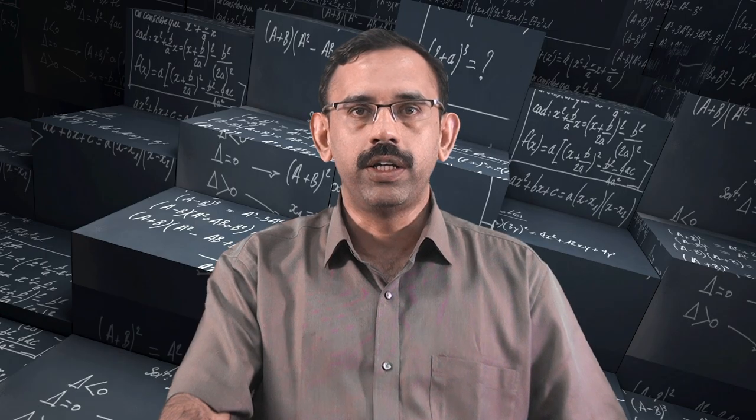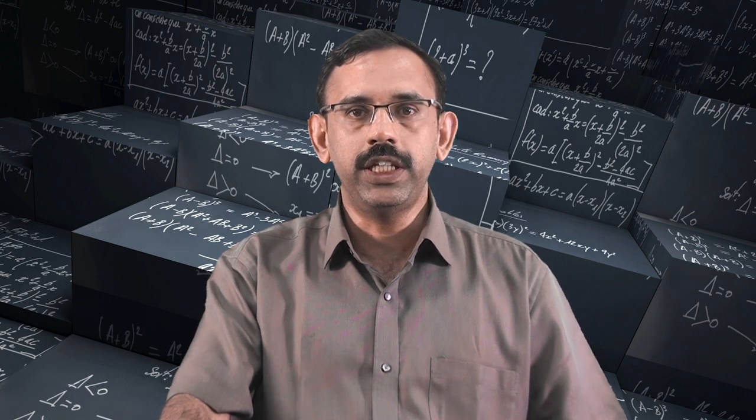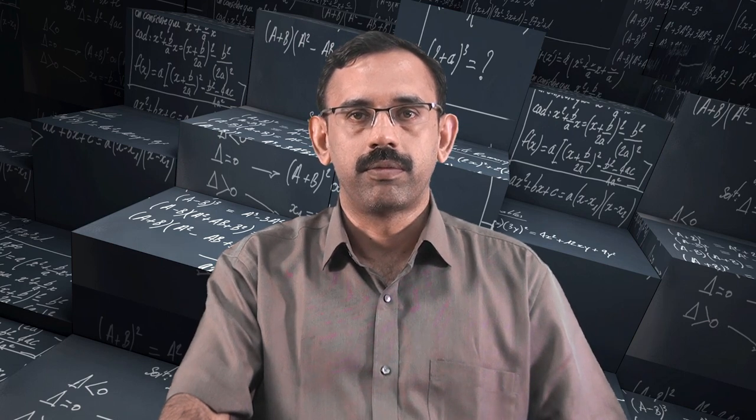What we have learned in today's class: we learned to write very small numbers using exponents. When we express very small numbers, exponents will be negative numbers. We have also learned that a power n is called the multiplicative inverse of a power minus n.